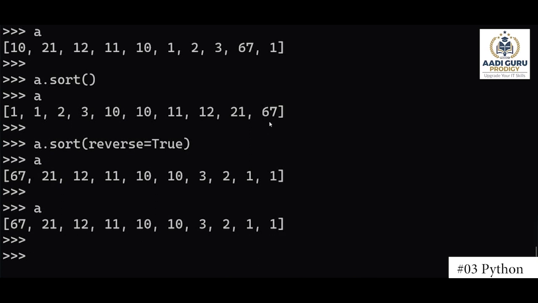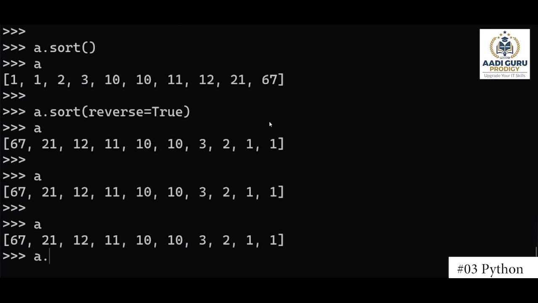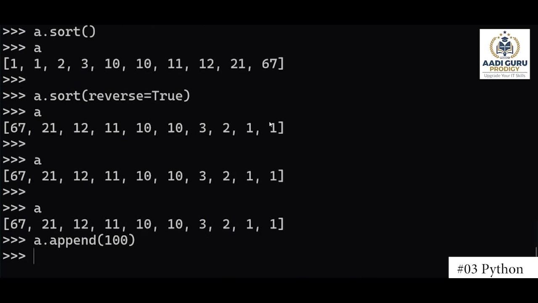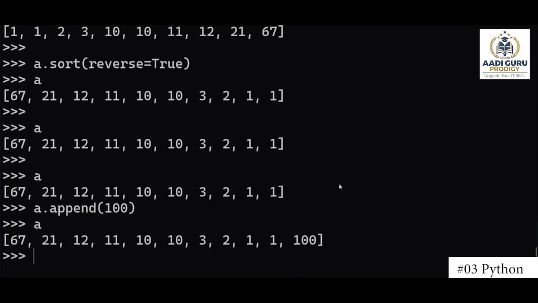Okay. So now let's say this is A. Now this is A. A.append some 100. Then what will happen? So 100 will be added at the last. This 100 will be added here.